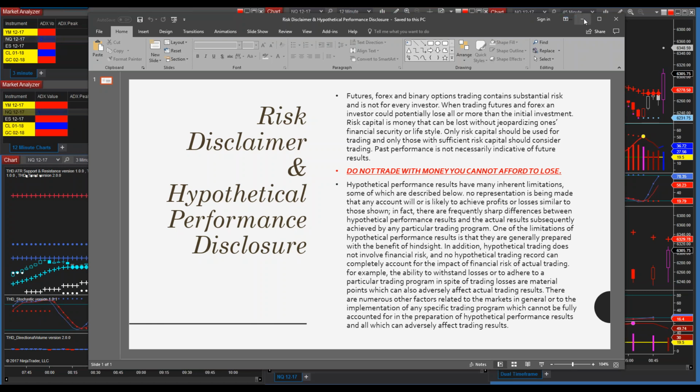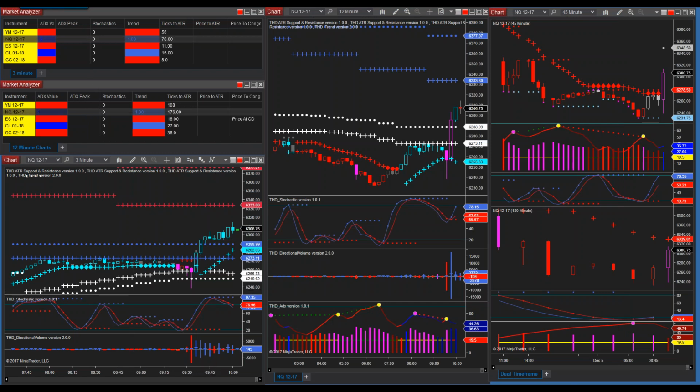We're going to get started this morning, and you can see I have my NinjaTrader screen open. I do have two market analyzers here, one on the 3-minute and one on the 12-minute. I also have a 3-minute chart that has the trend indicator on it, also has the ATR support and resistance, as well as the stochastics and the directional volume indicator. On the 12-minute chart, I have the trend indicator, the ATR support and resistance indicator, the stochastics, the directional volume, as well as the ADX.